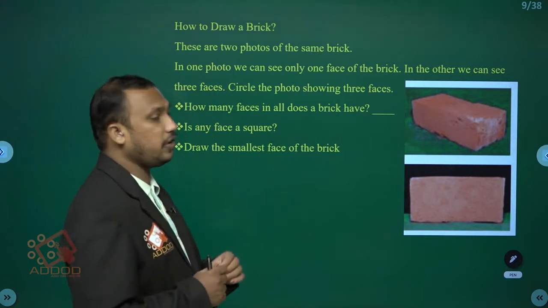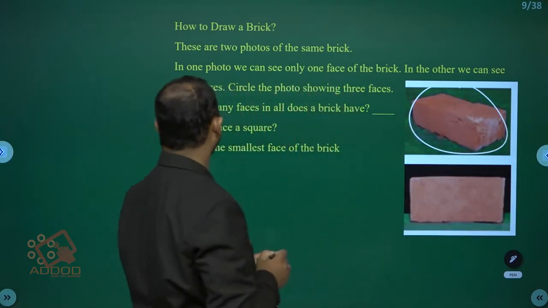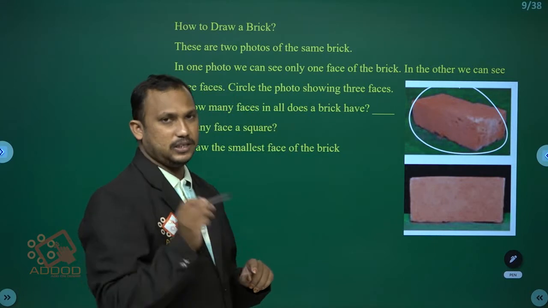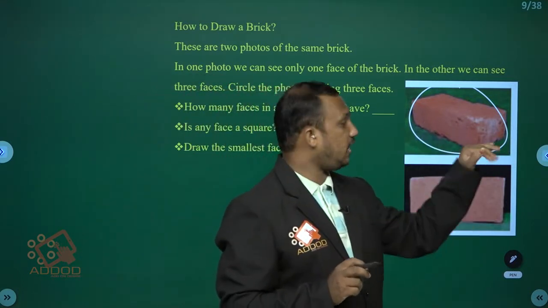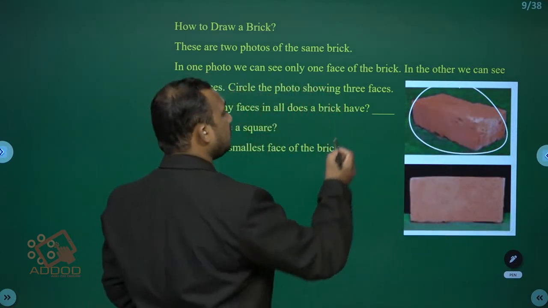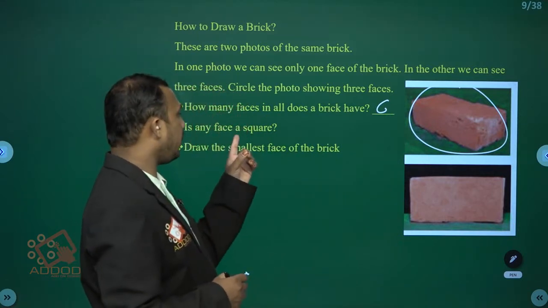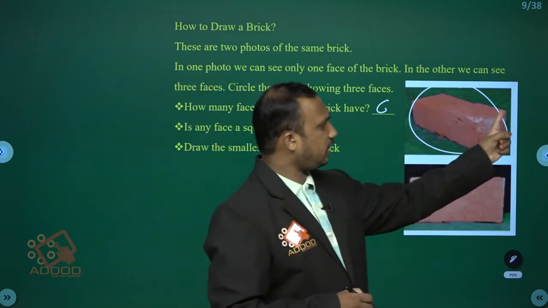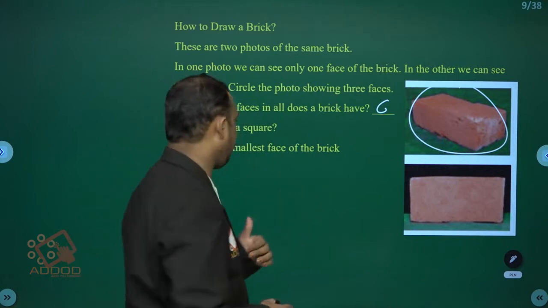Circle the photo showing three faces. This is the three-faces circle. How many faces in all does a brick have? For example, 1, 2, 3 here, and on that side 1, 2, and down also 3. Total 6 faces will be there. Is any face a square? Yes. Here you can find a square shape. On the side one you can find the square type.